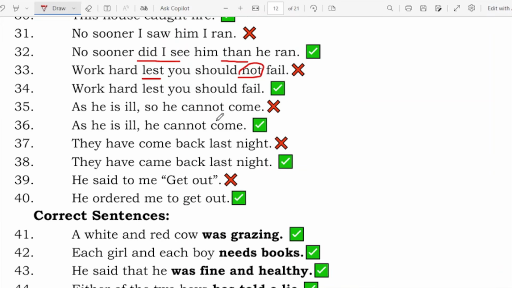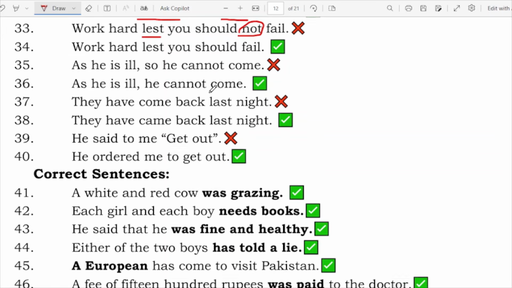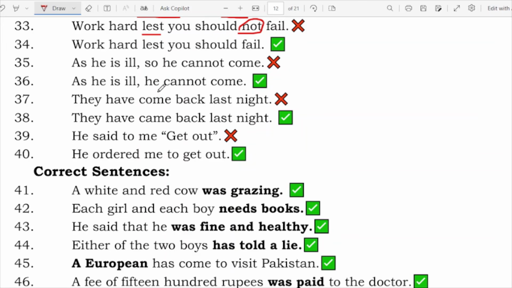As he is ill, so he cannot come. As he is ill, comma, he cannot come.